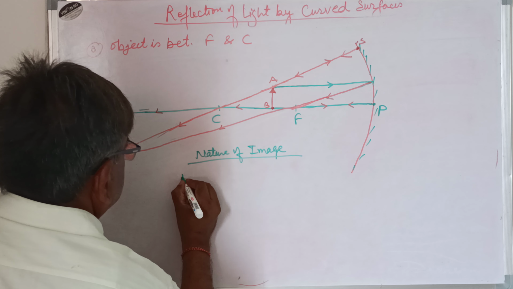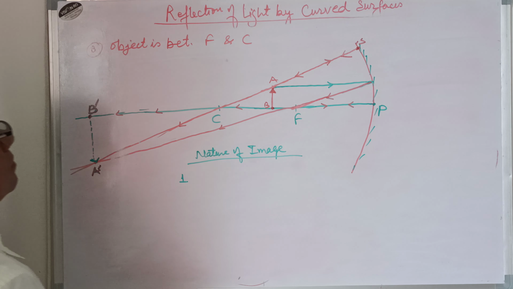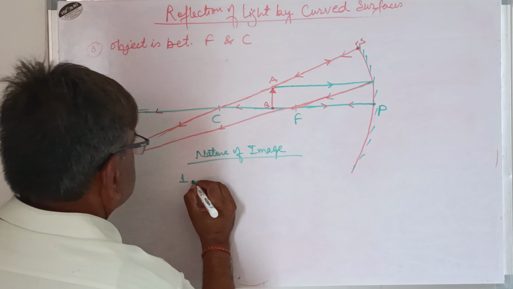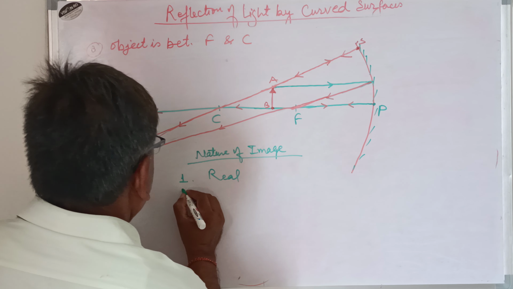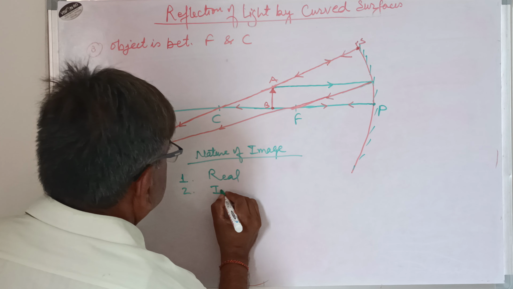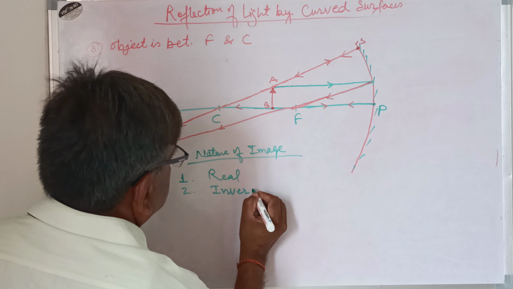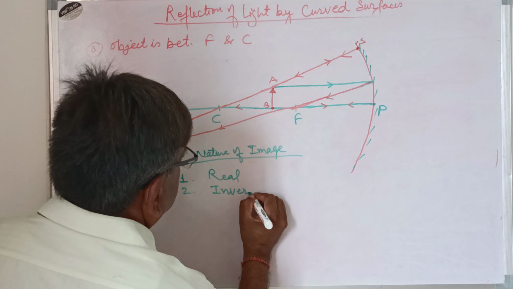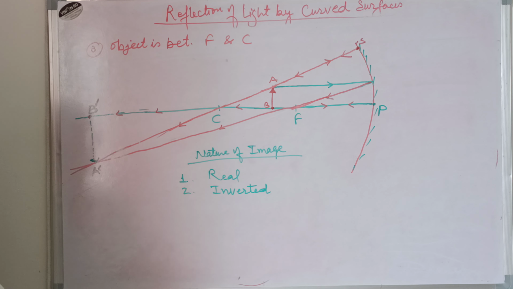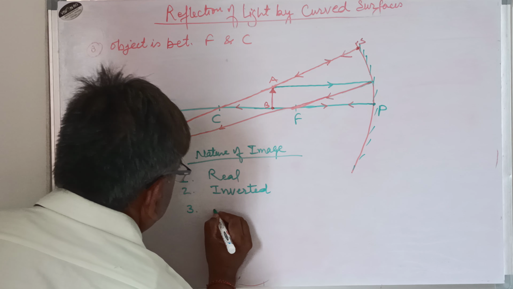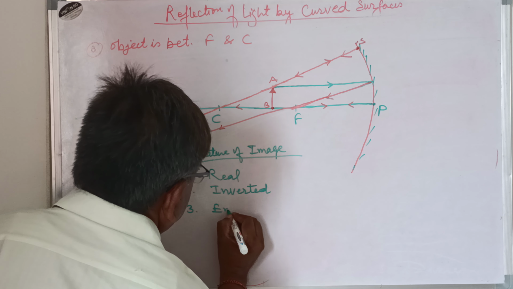Number one, it is real. Number two, it is inverted, not erect, inverted, upside down. Size enlarged.